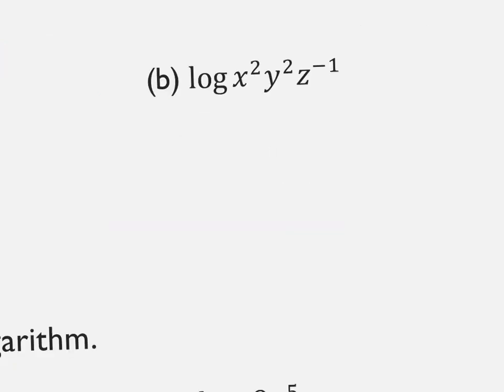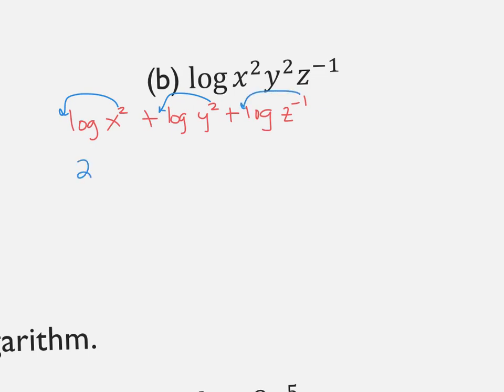If we look at B, notice we just have a bunch of variables raised to different powers, so we're going to stretch those as much as we can. Remember, product means to add. So we'll say log of x squared plus log of y squared plus log of z to the negative 1. And then, remember, if you have exponents, you're just going to drop those down in front of the logs they correspond to. So our final answer, 2 log x plus 2 log y minus log z.